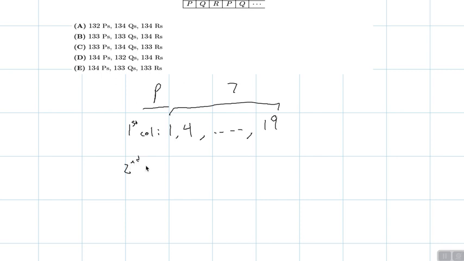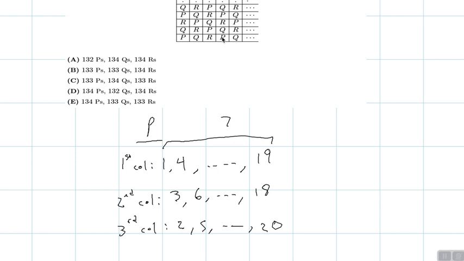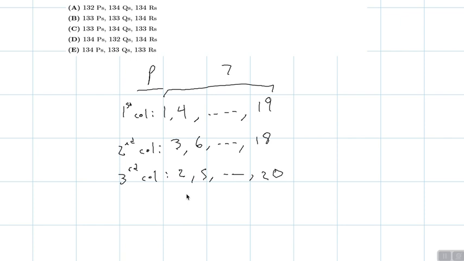We can do the same thing with the second column. P is in position 3, and it shows up every 3, all the way to position 18. We can do the same for the third column. It's going to go every 2, position 5, all the way to 20. And then it repeats in the fourth column. We see in the fourth column is the same as the first, where it's in position 1, position 4, and so forth. The number of P's here is going to be 6, and the number here is 7.